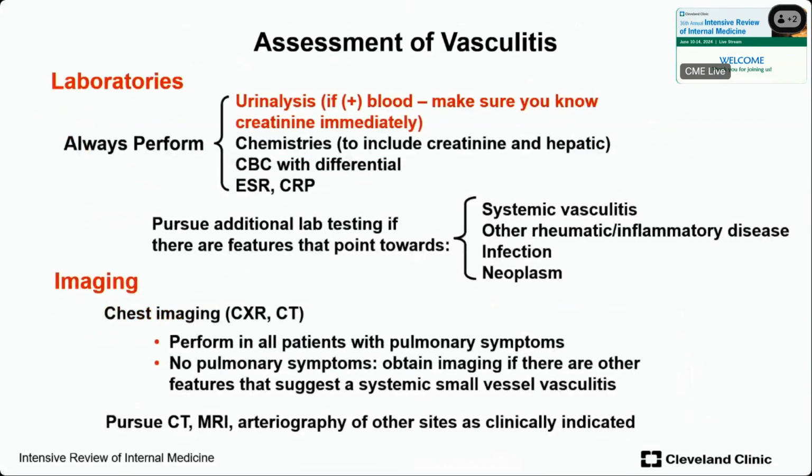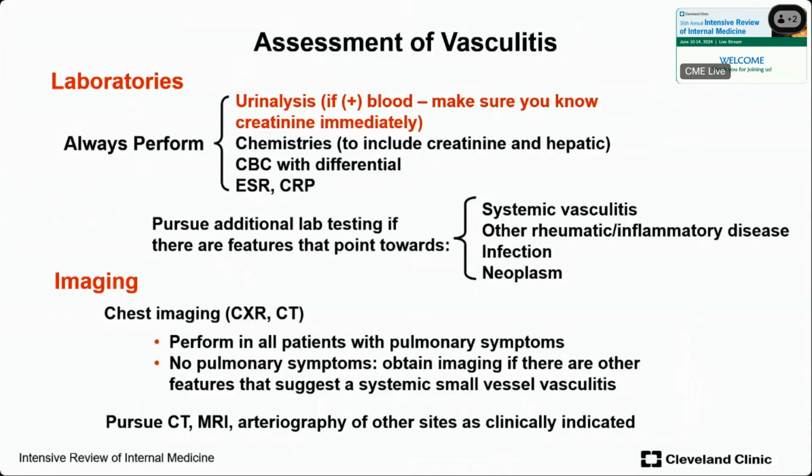In terms of our labs, our most basic labs are in many ways our most important. Urinalysis is important, and if blood is present, we want to make sure that we know the creatinine immediately. We want chemistries to look at renal and hepatic function, blood counts with differential, and marker of inflammation, such as the sedimentation rate and/or C-reactive protein. And then you will pursue additional lab testing if there are features that point towards a systemic vasculitis, other rheumatic or inflammatory disease, infection, or neoplasm.